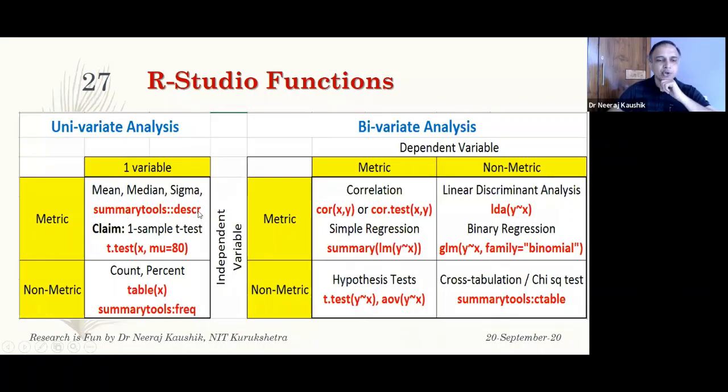Summary tool descriptive I showed you yesterday, but let's revise it once again. Univariate, let's revise it once again. But we worked on the table and come here. Non-metric, cross tabulation. This I have covered. Summary tools, C table. What are the other things I covered in the fourth? This one, cross tabulation chi-square test.